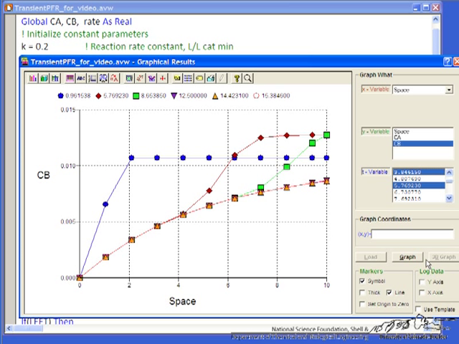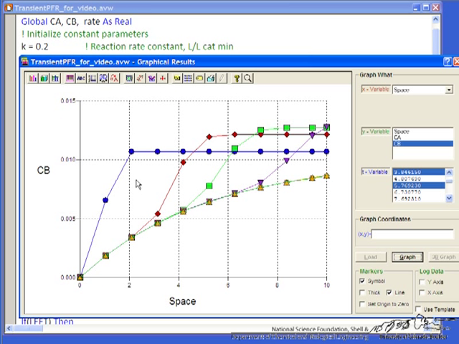But the idea is we can now solve partial differential equations and watch as we approach steady state in this case. And as long as we integrate for long enough time, we'll reach a steady state value, which in this case for 25, it's probably pretty close to steady state.